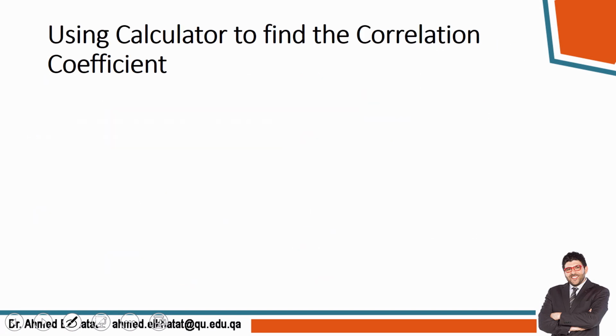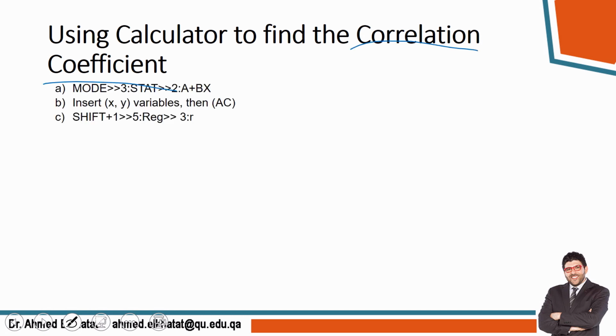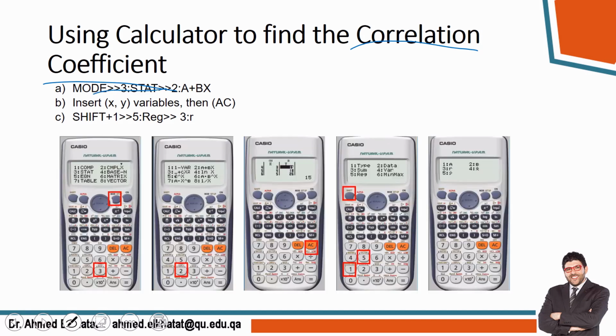We can also use the calculator to find the correlation coefficient. It's a very easy and direct way. From the stat, go to mode, and press 3 to go for statistics. Then choose your equation, linear or polynomial. Put in your data, then press shift and 1 to go to the screen, and then press 5 to go for regression properties.